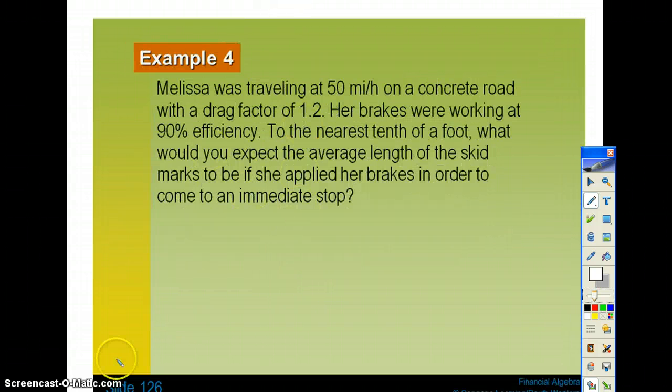All right, so let's keep going. Go ahead, take a second to read this one. All right, so we got our formula on here. So now in this one, it's asking to the nearest tenth of a foot, what would you expect the average length of the skid marks to be? All right, so that kind of changes which variable we're looking for. So now in this case, our unknown is the D. So let's substitute in for everything else.